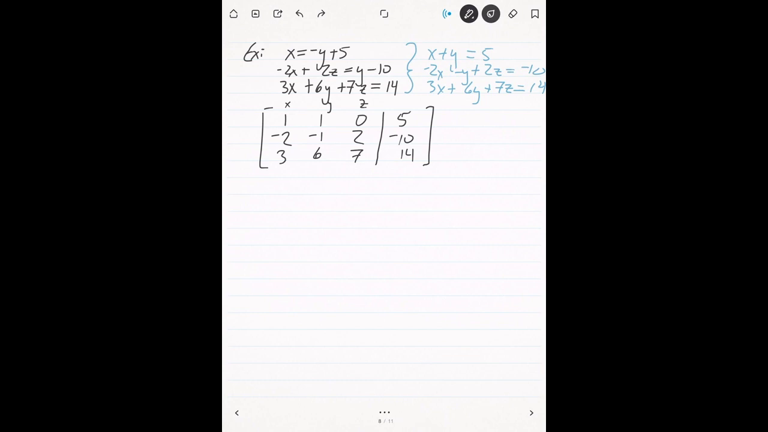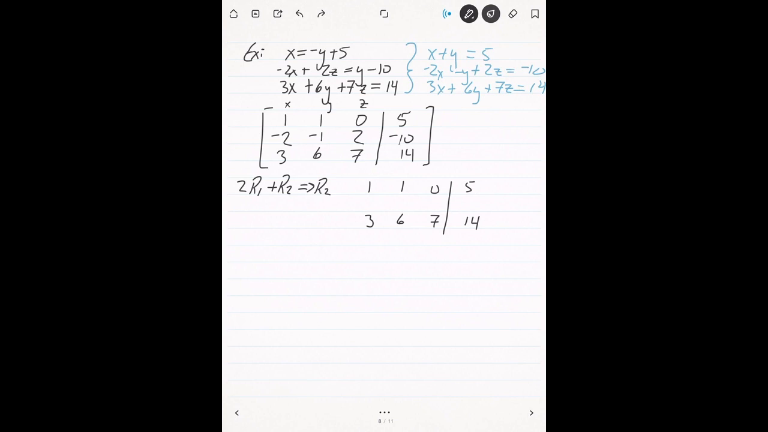First up, what I'd like to do is get rid of this negative 2 here. So what I'm going to do is take 2 times row 1, and add that to row 2 here. So let's add that to row 2, and that's going to be the new row 2. So row 1 stays the same. It's 1, 1, 0, 5. Row 3 stays the same. It's 3, 6, 7, and 14. All that I'm changing is row 2.